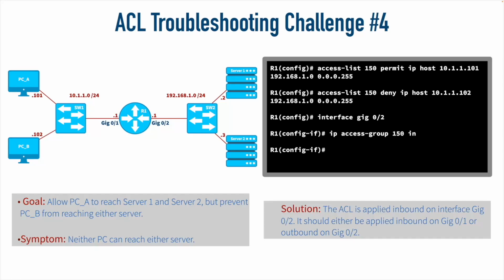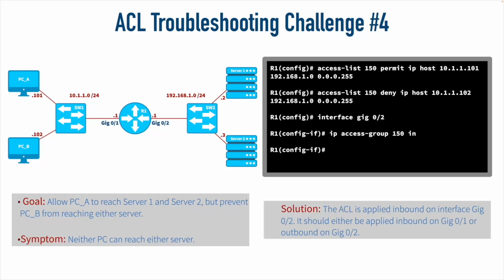And if we think about our packet flow from the PCs to the servers, any packets that would match these ACEs would be traveling left to right on screen, where a source is a PC and a destination is a server. As we're going left to right, those packets we're trying to match would never be coming in to gig 0/2. They would be going out of gig 0/2. So a fix for this would be to apply the ACL in the outbound direction on that interface.